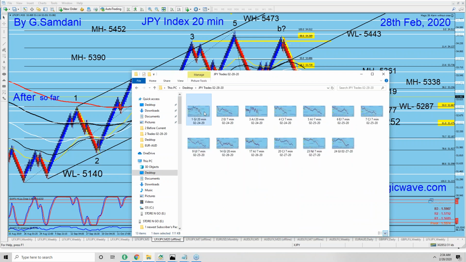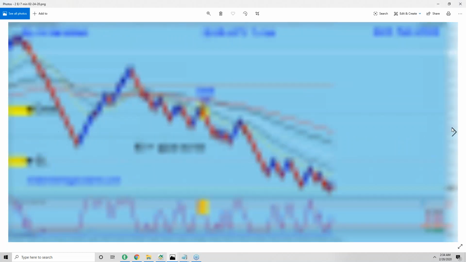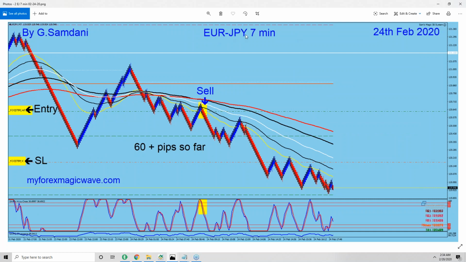Starting from the 24th, the first trade was on the pound yen. It was up there, and then as soon as the index chart started dropping from wave B, it started dropping, right? And this is where my first trade was. Then on the 24th, the second trade was euro yen, also dropping, and this is the entry I took. This was also a very nice entry, but you just take only one entry. That's usually more than enough.